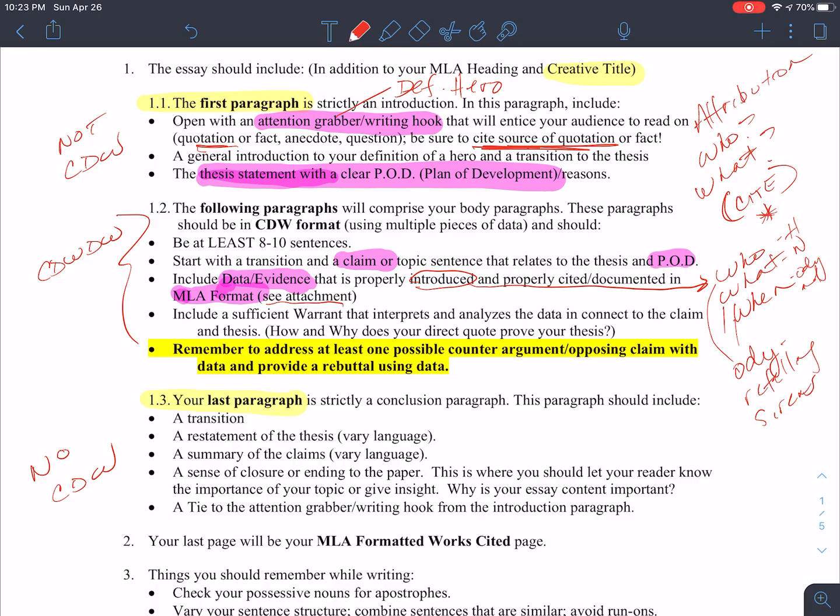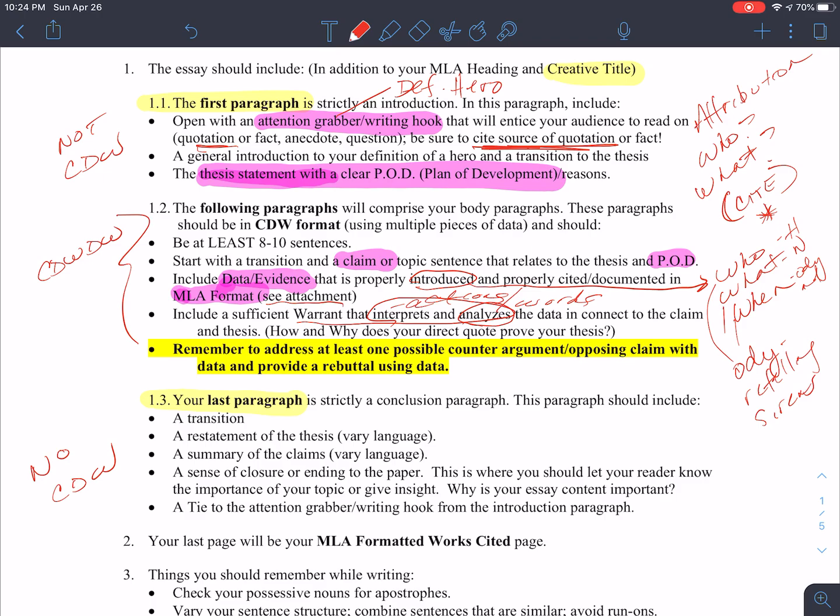And the big part that you need to include in your body paragraphs is the warrant. And you want to make sure you're interpreting and analyzing your data. And specifically, you want to look at what actions of Odysseus are highlighted in your data. What words does he say? And then connect that back to your claim. How do his actions or those words reveal his heroism?